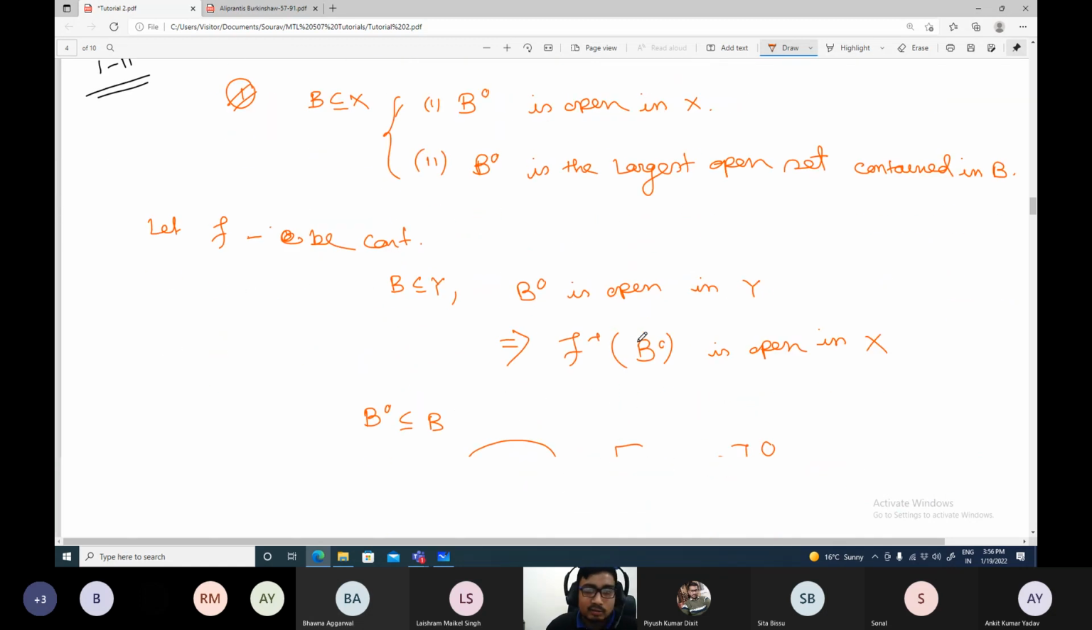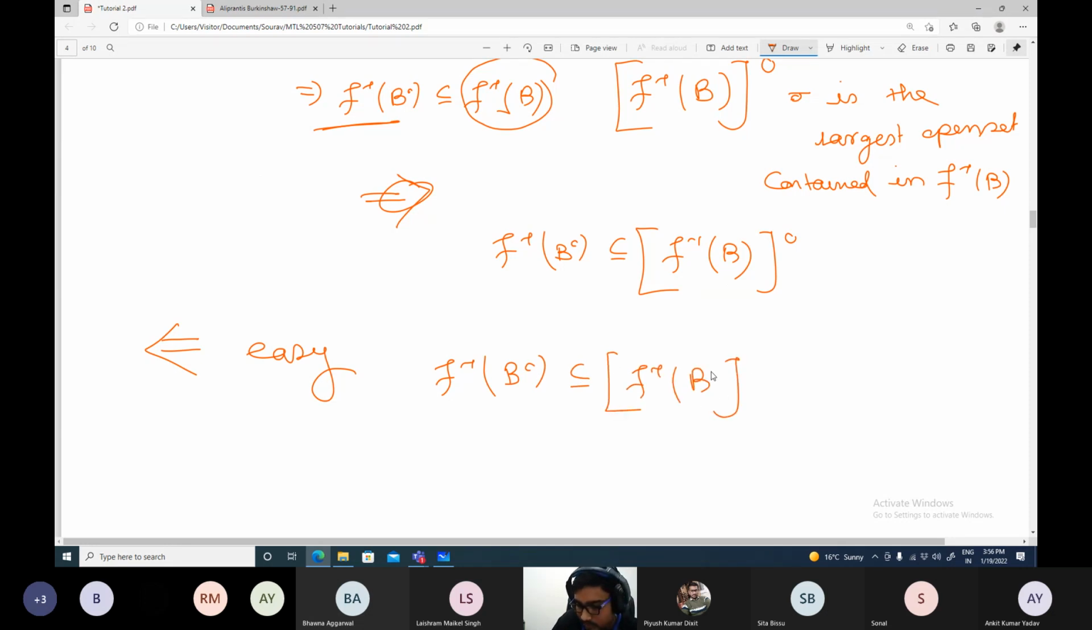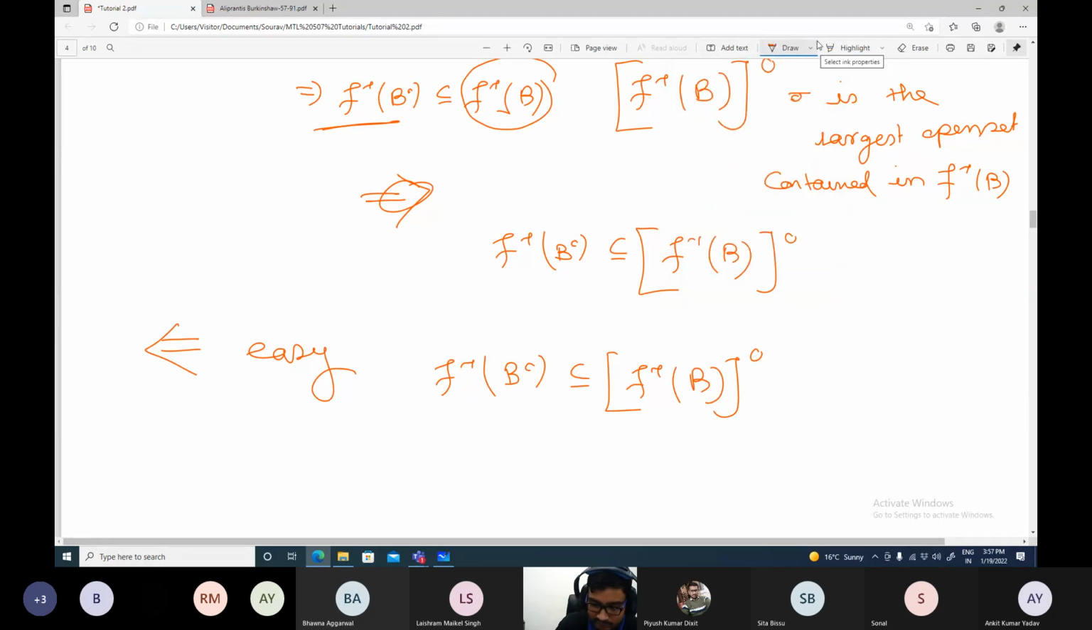Can we prove the converse part? The converse part is very easy. So it is given that F inverse of B naught is a subset of the interior of F inverse of B. So what you have to prove is that F is continuous. Can you prove this one? Okay, let me give you this one as an exercise. No, it has already been given to you as an exercise.